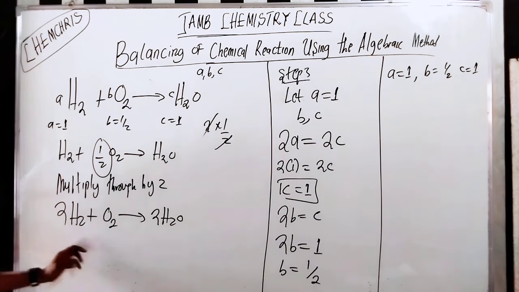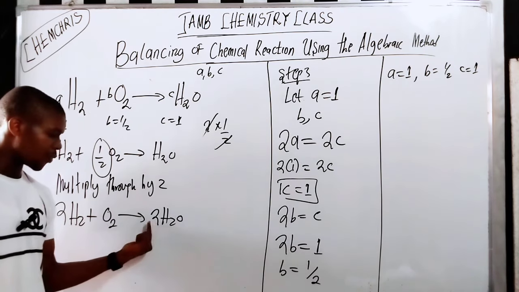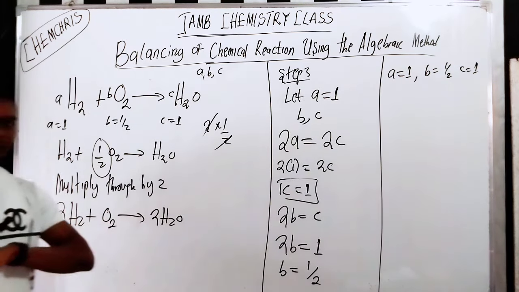So now let's check if the equation is balanced. Here we have 4 hydrogen on both sides, and 2 oxygen on both sides. Just because this is your technique, it is balanced.